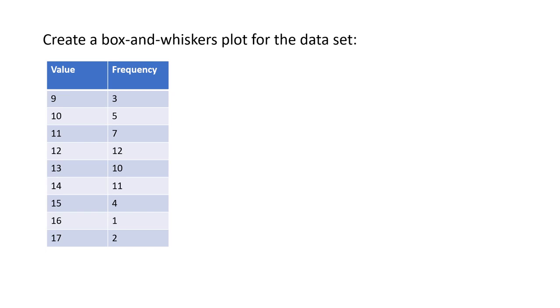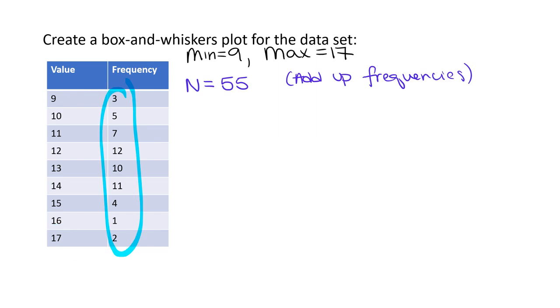So let's try to create a box and whiskers plot for the following data set. I've got a bunch of values, those are my numbers, and then I've got their frequencies, the number of times that they occur. So if I want to draw a box and whiskers plot, I have to find my 5-number summary first. The minimum and the maximum I can just read right off of the table. The smallest value in this data set is 9, that's my min. Largest is 17, that's my max. So I've got the min and the max.